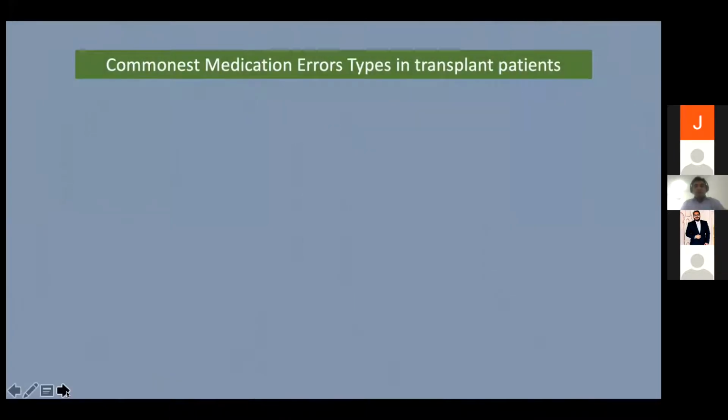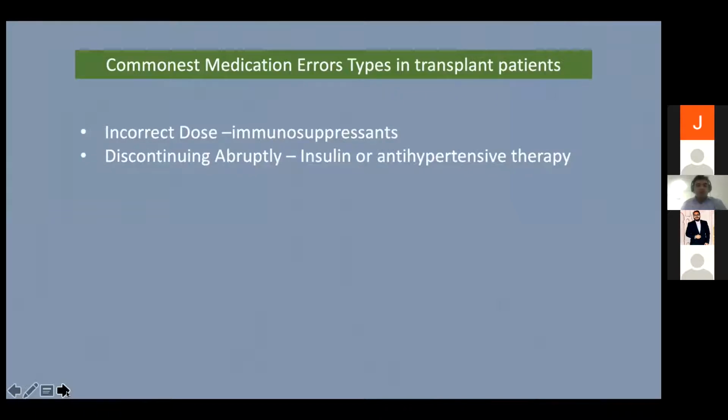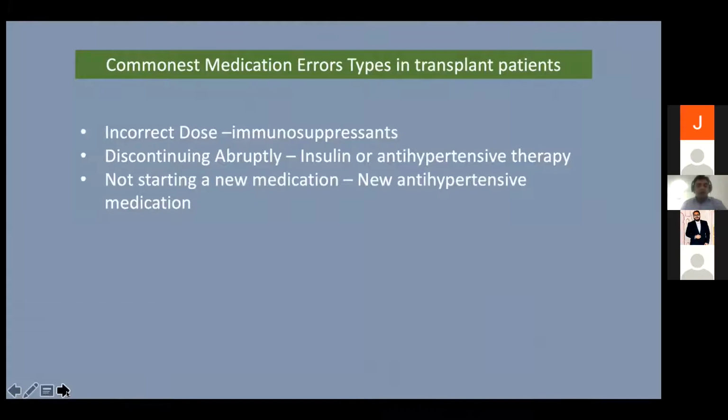Now, the commonest type of errors in transplant patients are incorrect doses, and the immunosuppressants account for a large percentage of that. And in some patients, if they are not educated about the treatment, they discontinue the treatment without any medical advice. We have seen patients in our center who newly developed diabetes and stopped insulin or antihypertensive therapy. They think it has to be taken for a set duration and then they can stop after that. And the patient ended up in readmission and not starting a new medication.